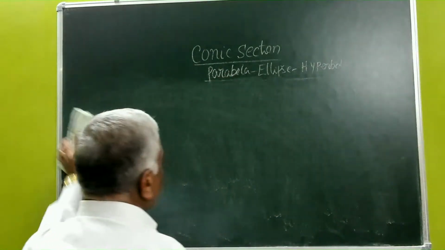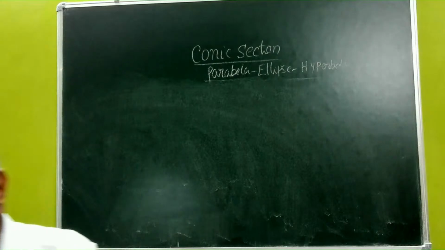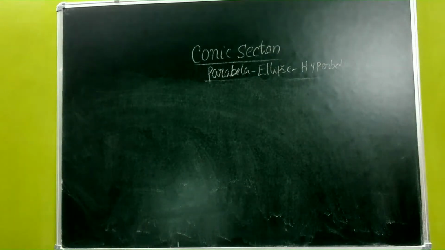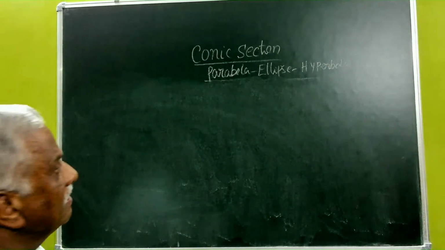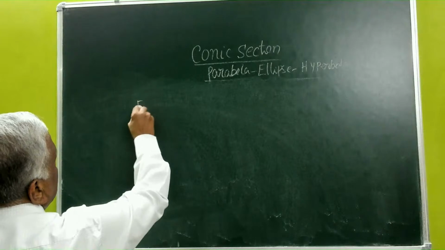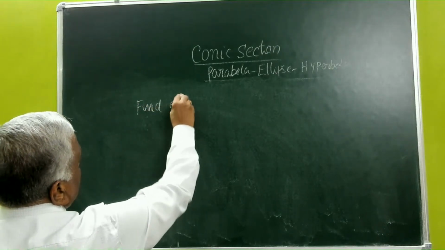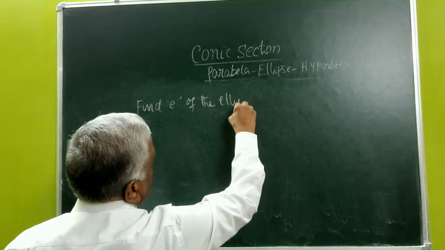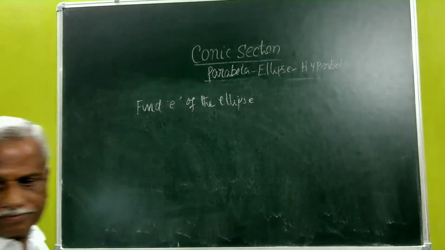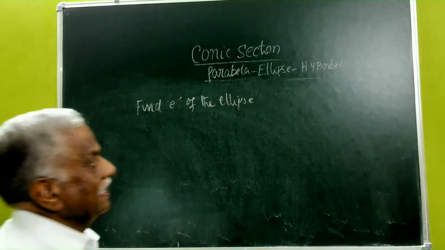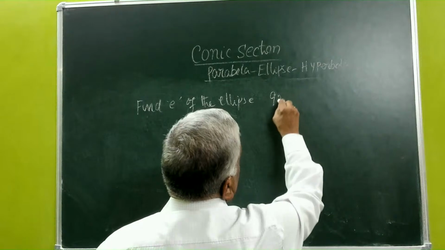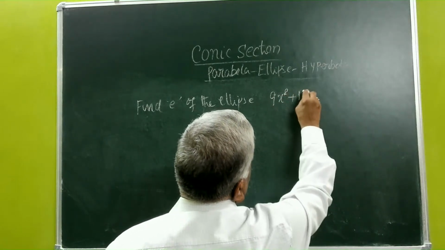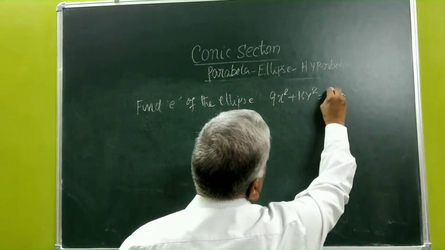So it's totally based on memory. Find the E of the ellipse: 9x square plus 16y square is equal to 144.